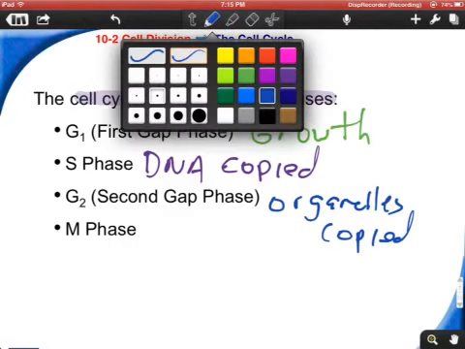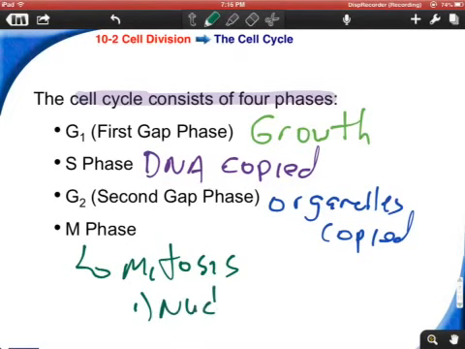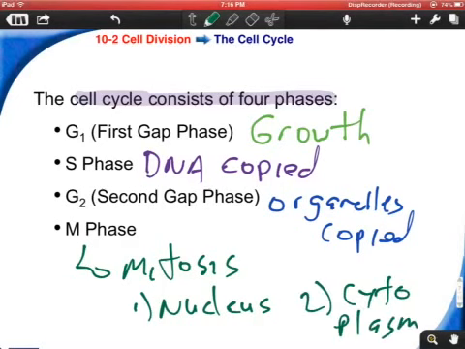And then the final phase that we've talked about here is the M phase, or what we call mitosis. And remember that cell division happens in 2 phases. One, we divide the nucleus. That's actually what mitosis is. And then the second part is when the cytoplasm is divided.